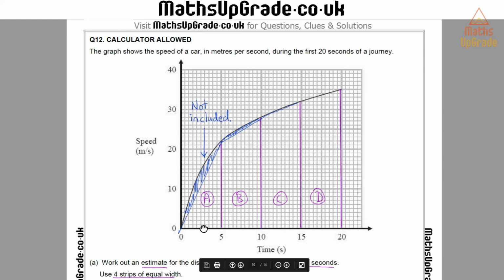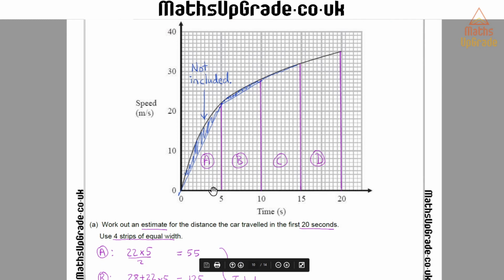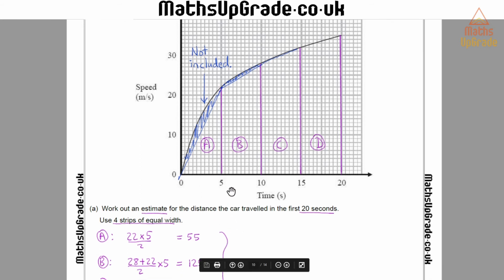Okay, so section A, it's a triangle, so base times the height divided by 2 gives you 5 times 22 divided by 2, 55. Sections B, C and D are trapezia. That means to find the areas, you need to add the parallel sides, then divide that by 2, and multiply by the distance between them, the perpendicular distance between them.